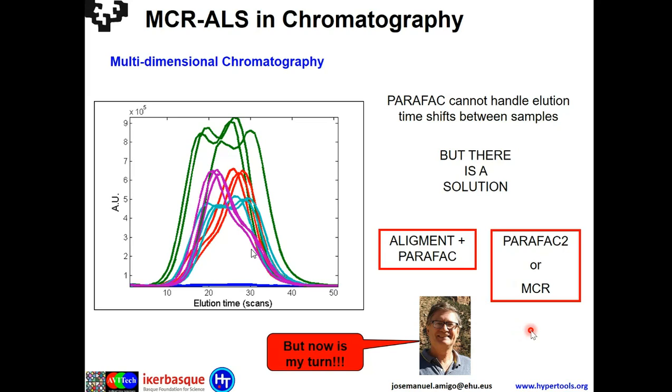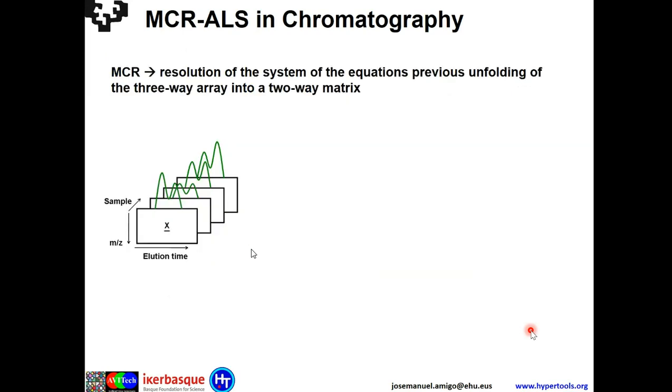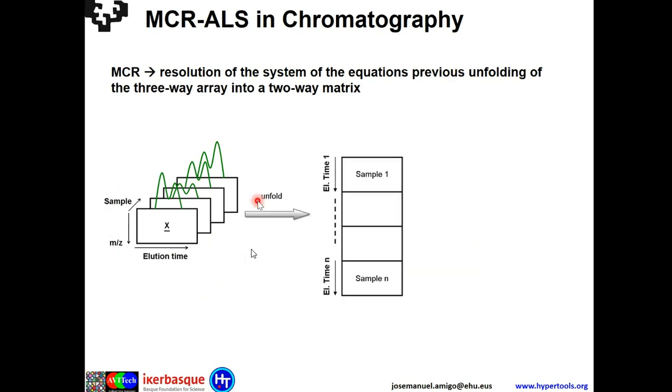So what do we do with MCR now? Basically, we treat this three-way construction as if it were a matrix. We unfold this three-way array into a matrix in which the rows hold the elution times for each sample: sample 1, the elution time for sample 1, sample 2, the elution time for sample 2, and so forth. In the variables we have our wavelengths, our spectra. We come back to bilinear problems, and this data is bilinear.